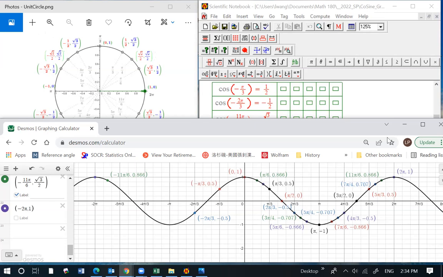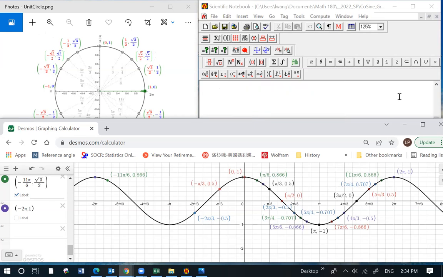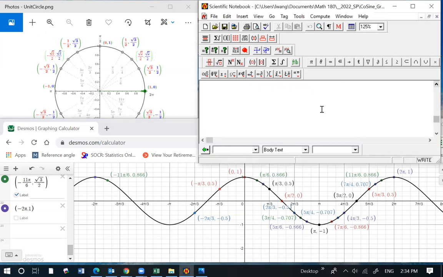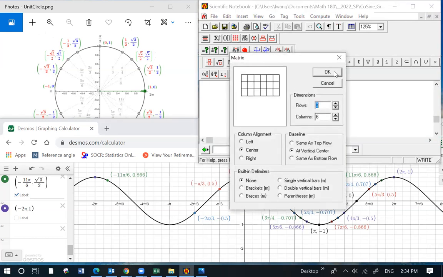Okay, so now let's make a table. This time I'm going to make a table. What table am I going to make? Let's see.